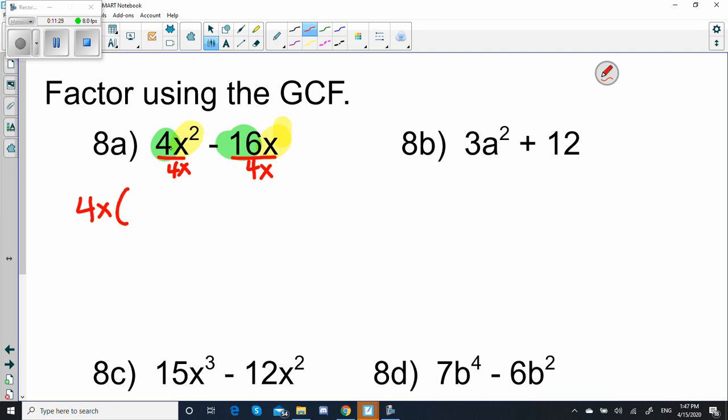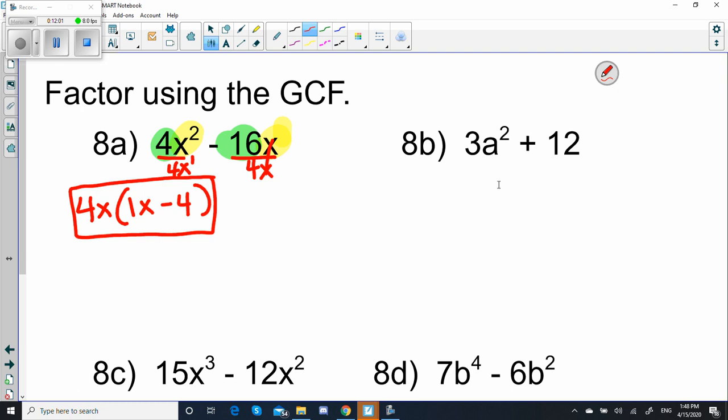So 4 divided by 4 is 1, and x squared divided by x is x. If there are 2 of them and I divide 1 out, I have 1 left. You remember your division rules from chapter 6, we do 2 minus 1 on like bases. Then negative 16 divided by 4 is negative 4, and x divided by x cancels completely. That's a 1, but we don't write a 1. We already have the 4 there. So this is my factored form right here.